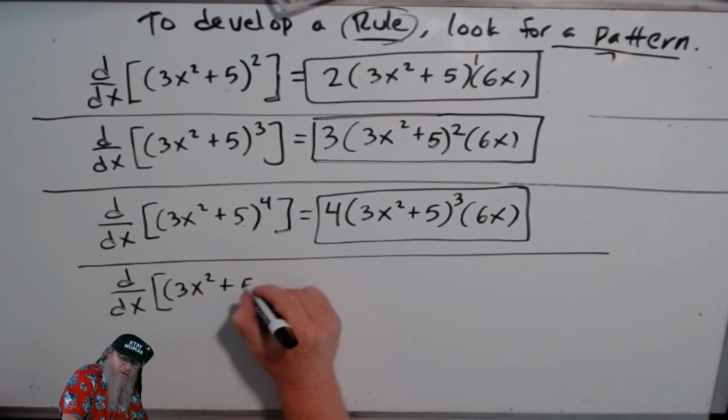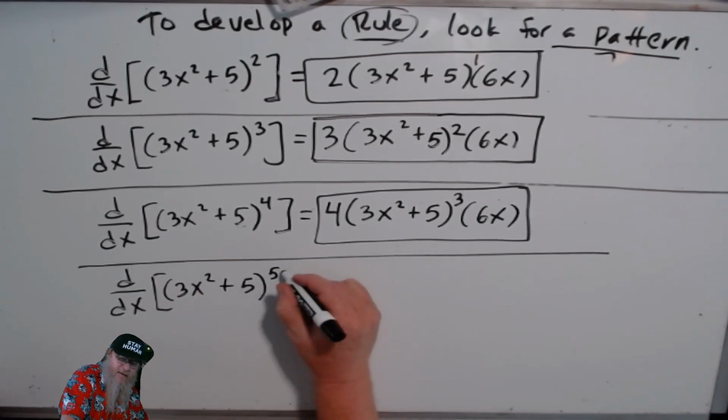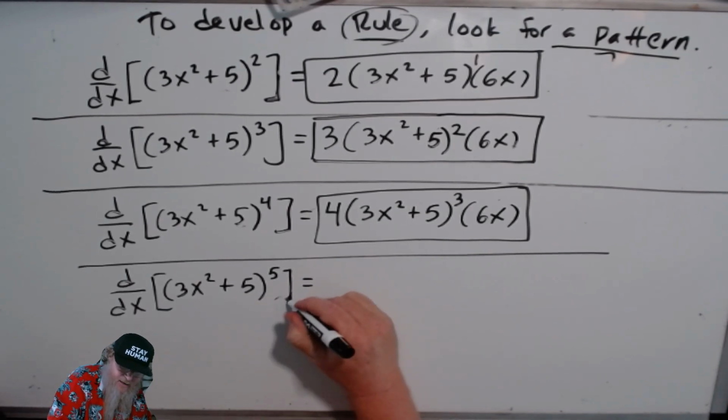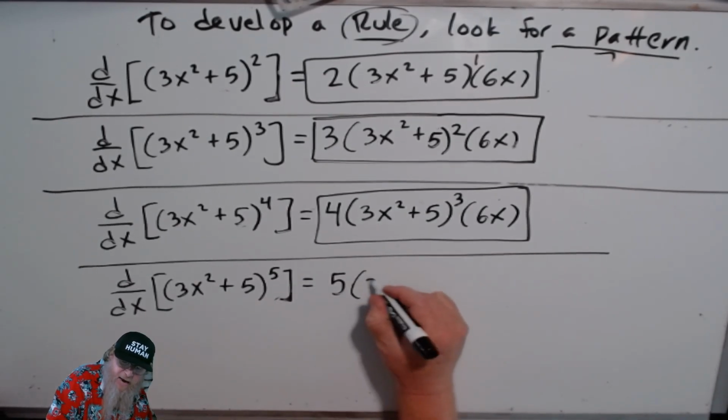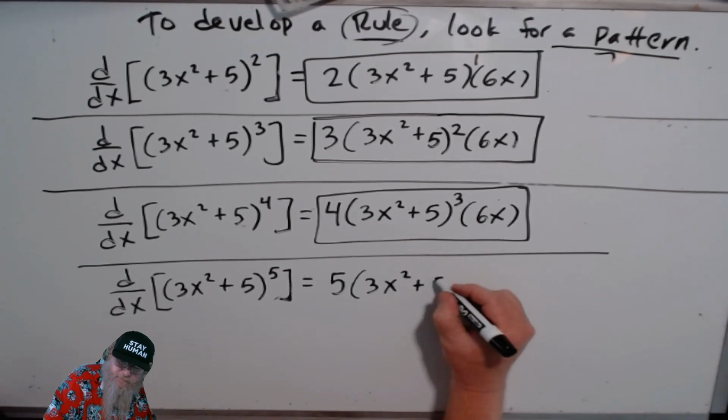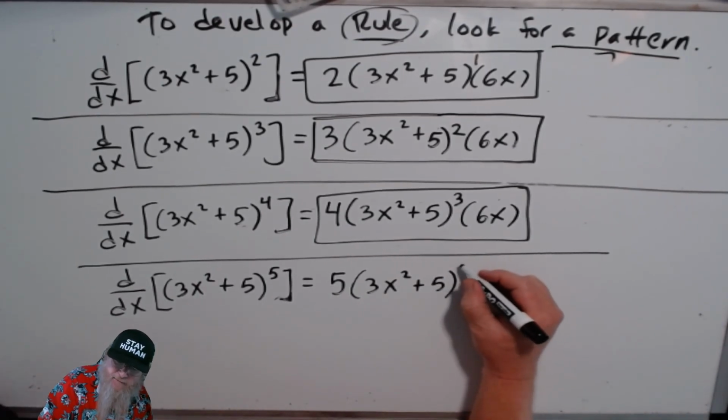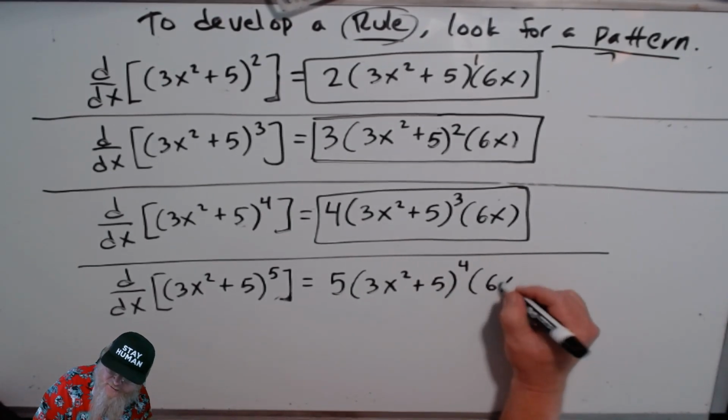I can almost hear you screaming through the internet. I see it, Dr. Jordan. I see it. I see it. This is going to be 5 squared plus 5 to the 4 times 6x.